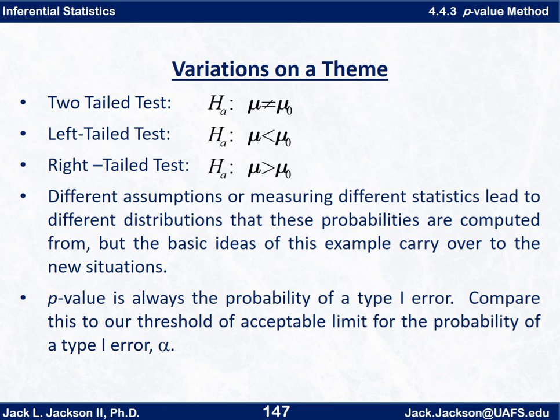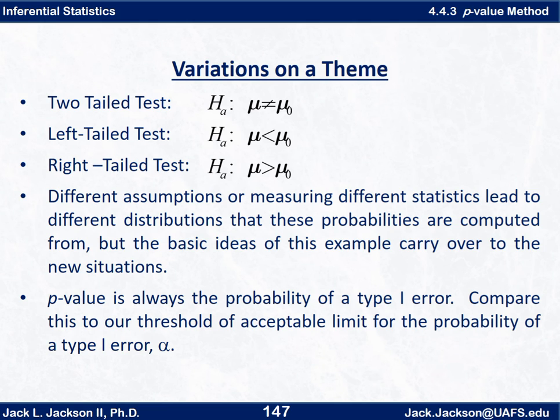Now, there are different variations on a theme. There are two-tailed tests. That's when the alternative hypothesis is that mu is not whatever mu naught is. A left-tailed test is when the alternative hypothesis is that mu is less than mu naught, and a right-tailed test is mu greater than mu naught.